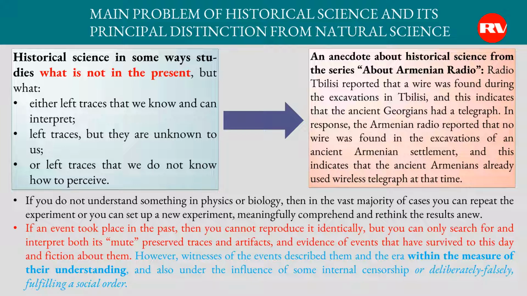Back in Soviet times, there was an anecdote. Here it is on the right. Radio Tbilisi reported that a wire had been found at the excavations, which indicates that the ancient Georgians had a telegraph. In response, the Armenian radio reported that no wire had been found. This indicates that the ancient Armenians already had wireless telegraph. This is to the question of whether the same findings can be interpreted in a mutually exclusive way.